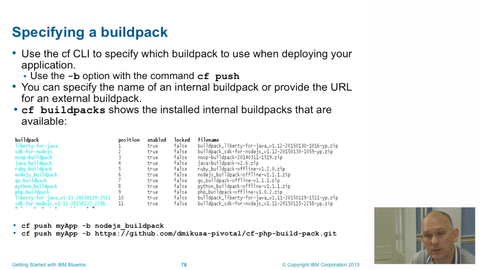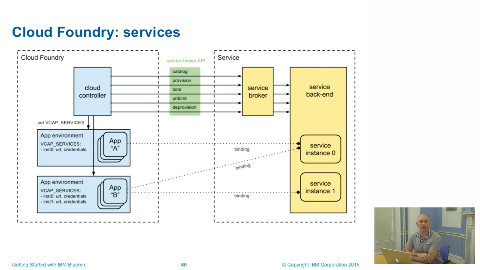To specify a build pack, I can either use the build pack name, which is the left-hand column output from the cf buildpacks command, or I can specify a URL where an external build pack lives on the internet. The last area we're going to look at is services within Cloud Foundry.